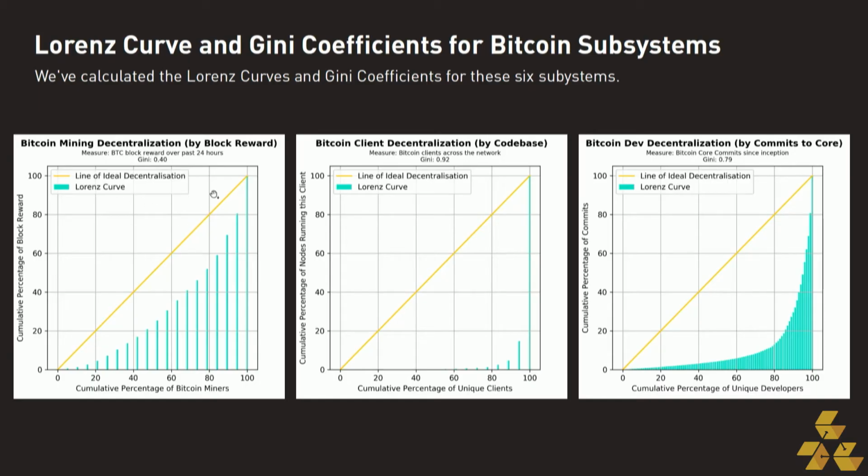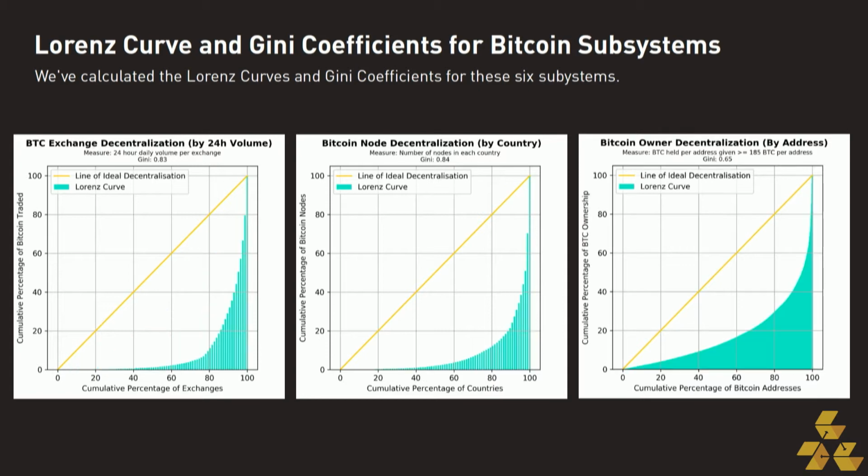Okay, so for each of these subsystems, we went ahead and calculated the Lorenz curves and Gini coefficients. So here it is for mining and for clients and for developers. For example, it's very skewed for clients because one client, Bitcoin Core, is actually responsible for the vast majority of nodes on the network. That may be a good thing in your mind. You may decide that this is not an important graph and you can just throw it away, but just the measure of it shows it's fairly centralized in terms of how nodes are running it.